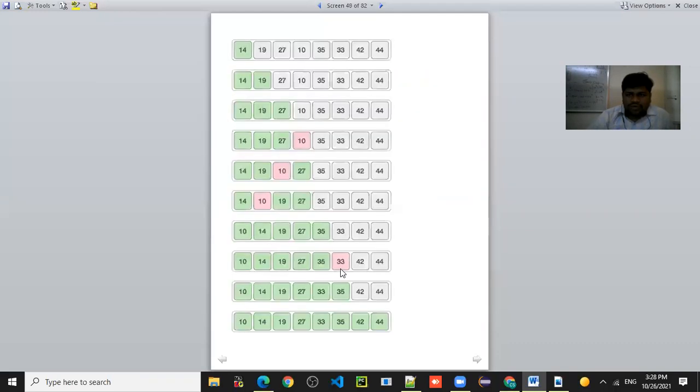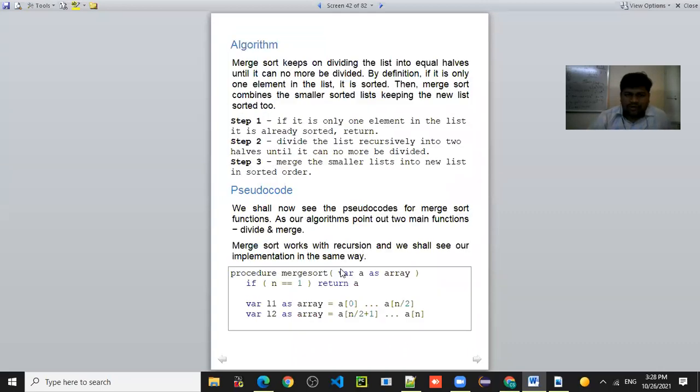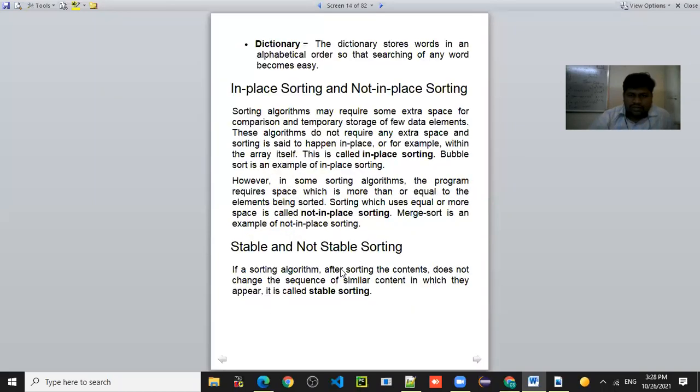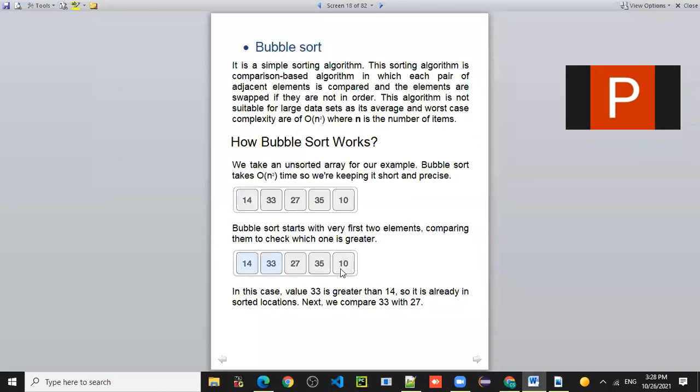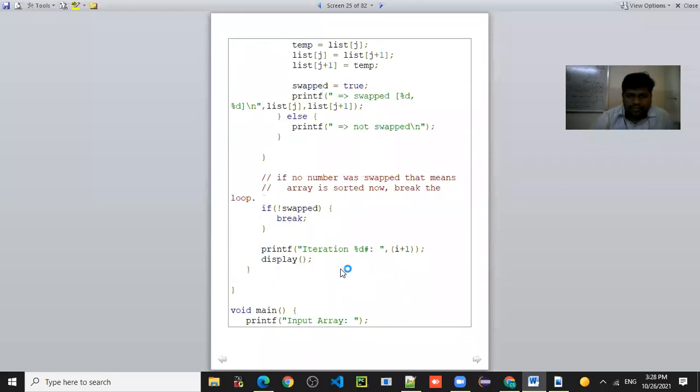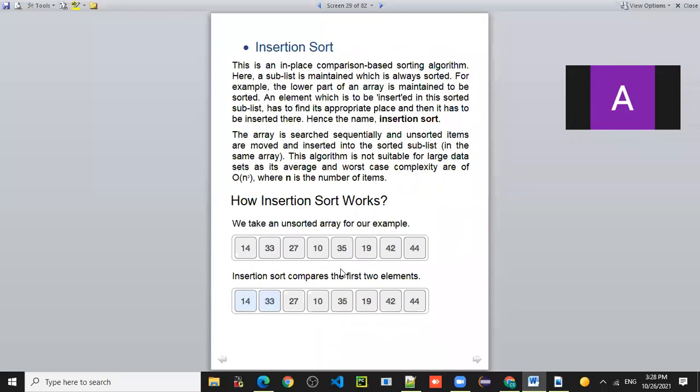Is there any doubt up to this? So today we have discussed how many algorithms? Three sorting algorithms we have discussed. Which ones? Insertion sort, selection sort, and merge sort, right? Is there any doubt in these three algorithms? I hope all of you have got the theoretical concept. Okay, good.